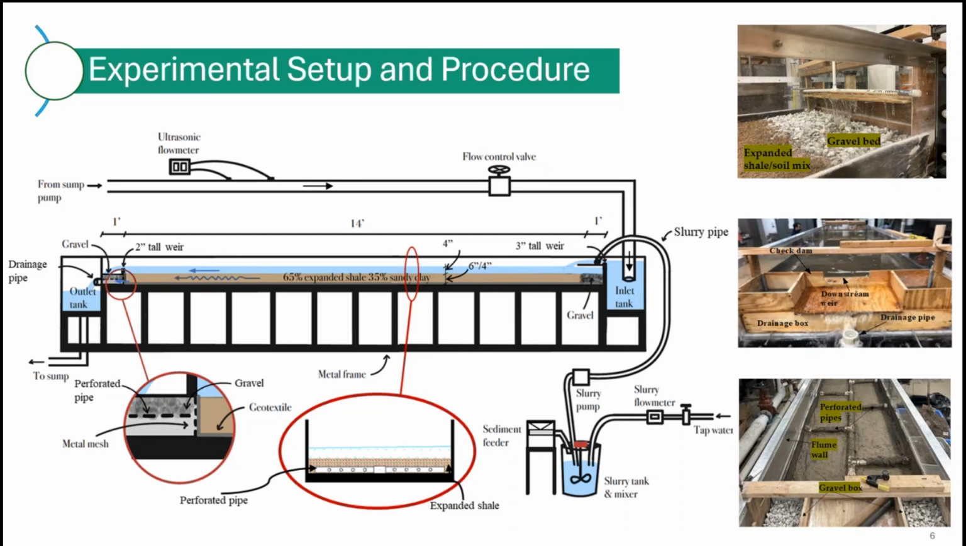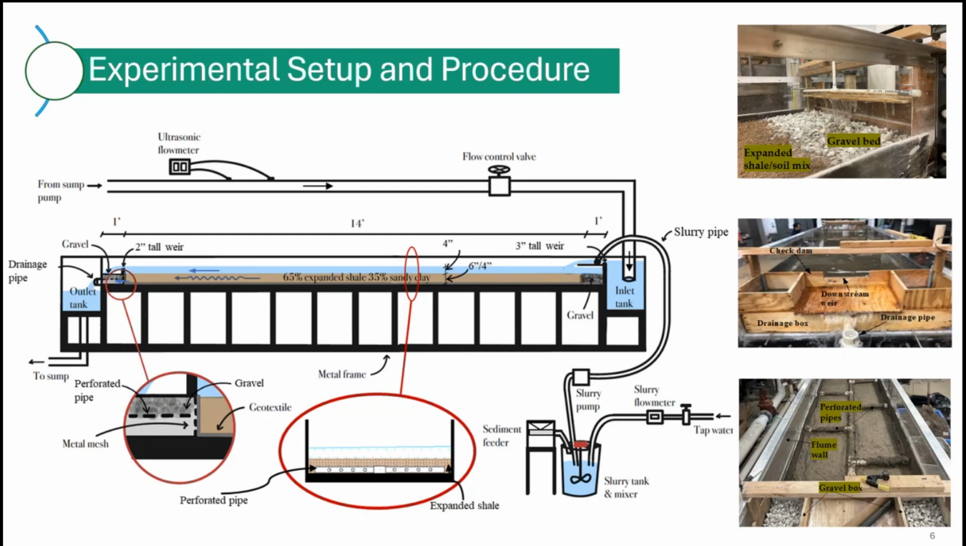On the top right side, you can see the entrance of the flume. So sediment is going to be mixed as a slurry with the incoming flow, creating the stormwater, simulating stormwater, and it would go through the whole length of the soil. At the end, you can see the weir, and then we see the out drainage pipe.